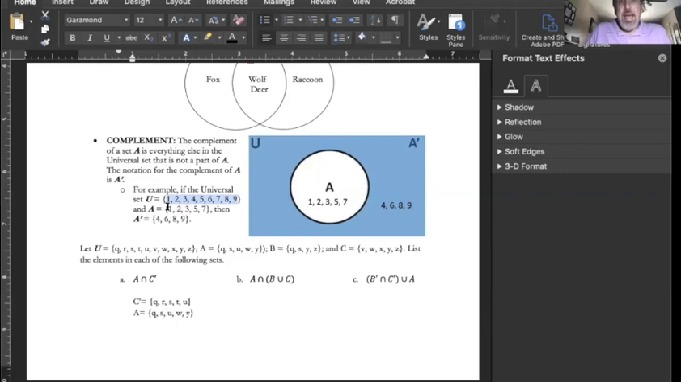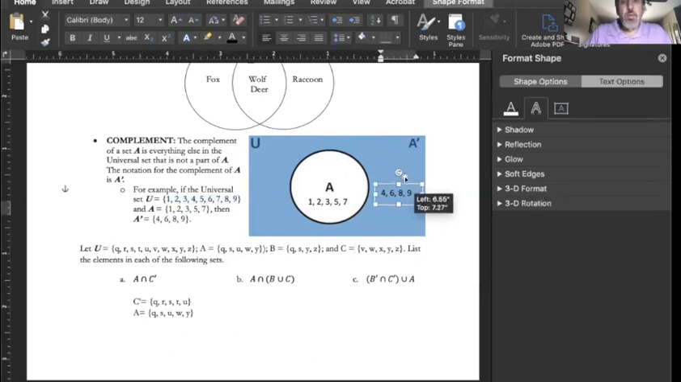Now, set A is part of the universe, and it contains the elements 1, 2, 3, 5, 7. So you can see, here's my universe, the big box is my universe. Here is set A, and set A contains the 1, 2, 3, 5, 7. Now there are numbers that are in the universe that are not part of A. So they go outside of A, but they're still in the universe, so they're still in the blue box. And that's where those numbers appear.